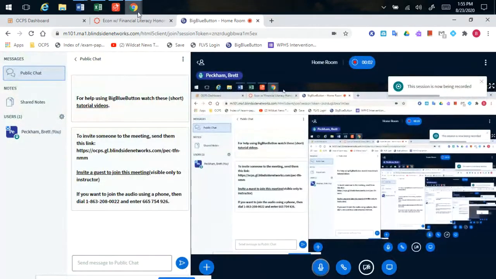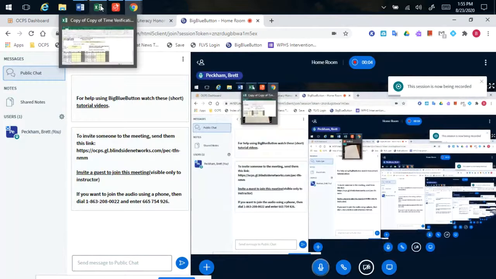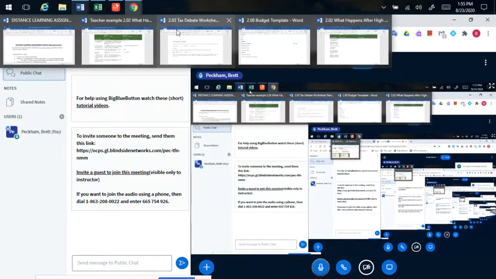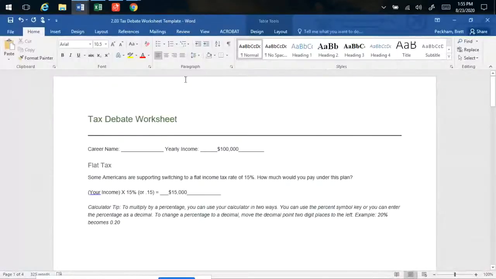So we're going to take a look here at Module 2.03, the tax debate worksheet. In this worksheet, we're trying to discuss the differences between flat taxes, progressive taxes, and regressive taxes, and then have a discussion at the end, which would be best for you.